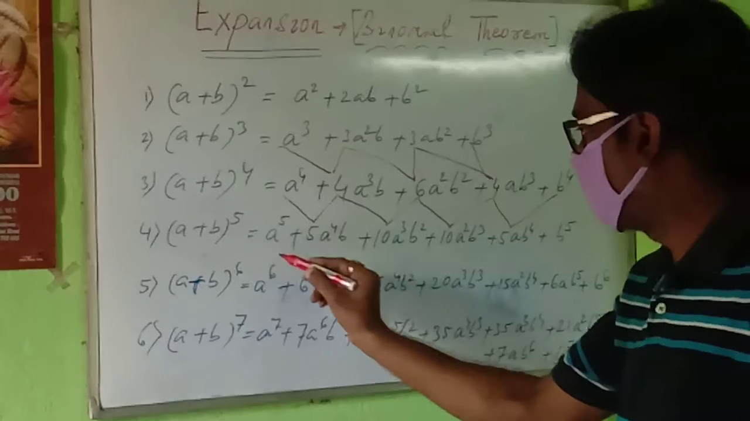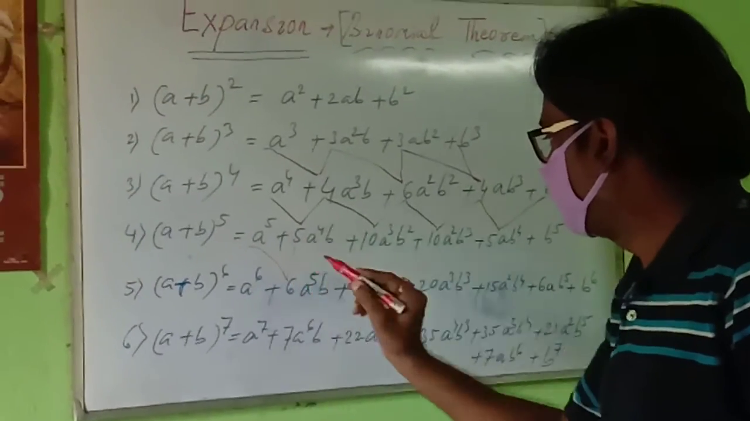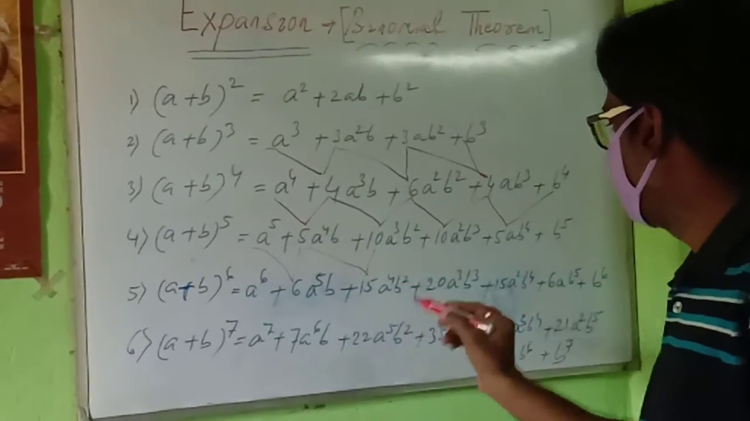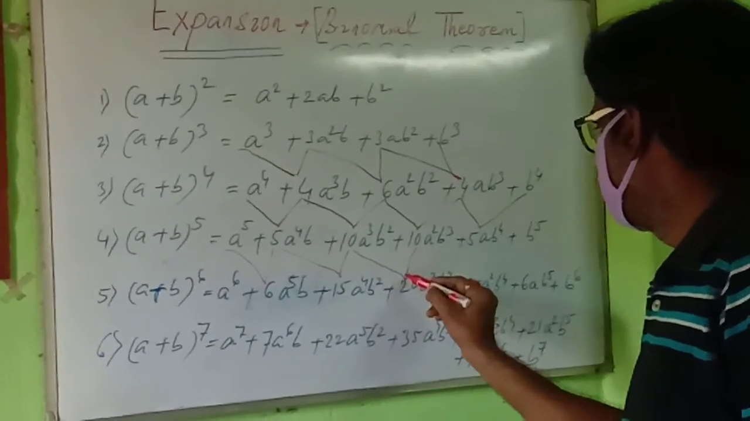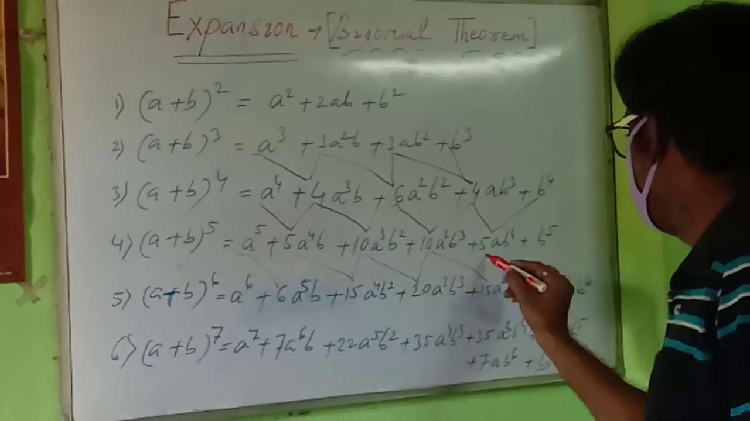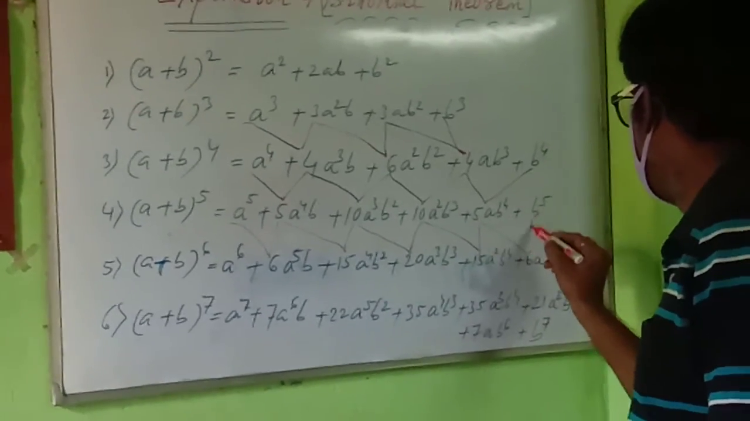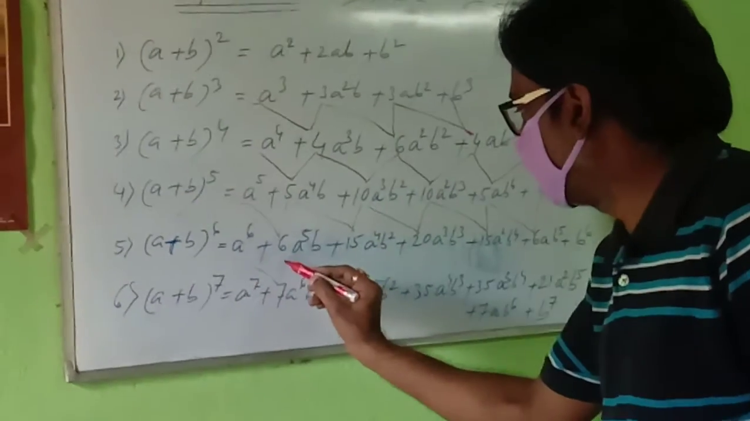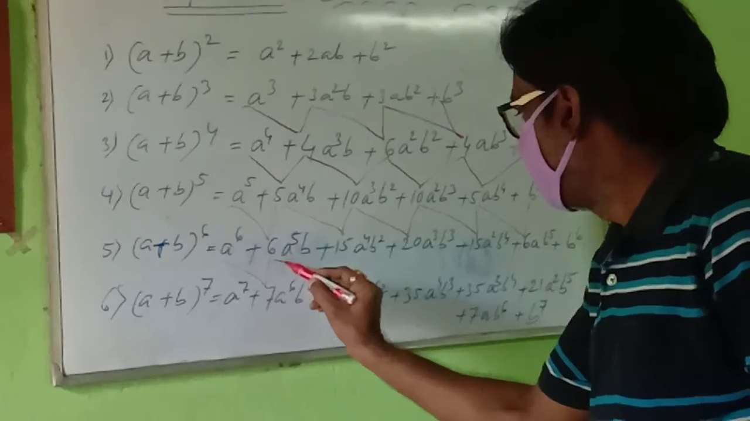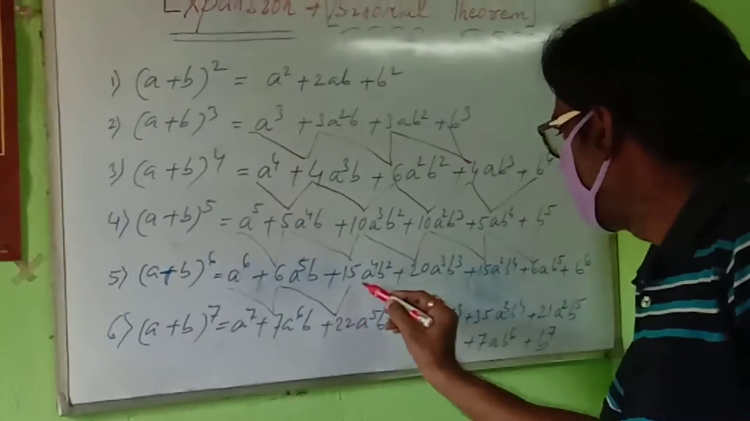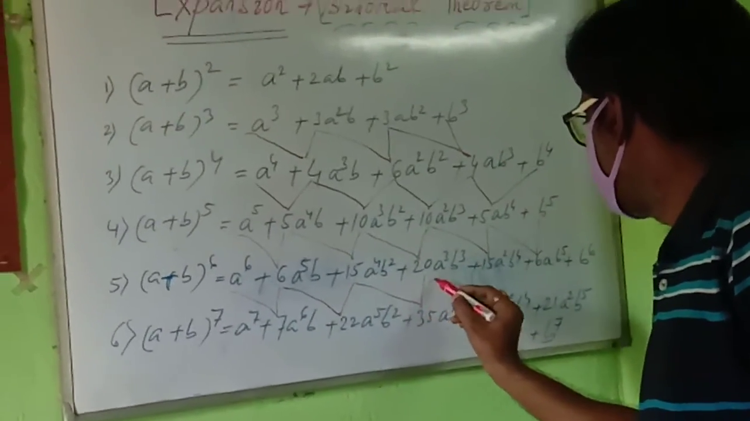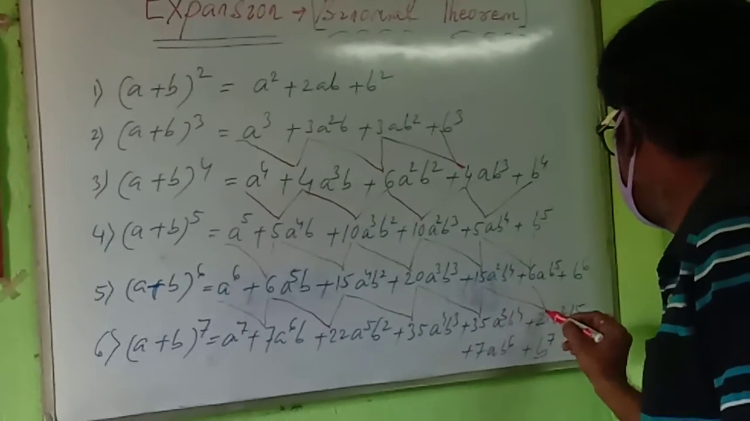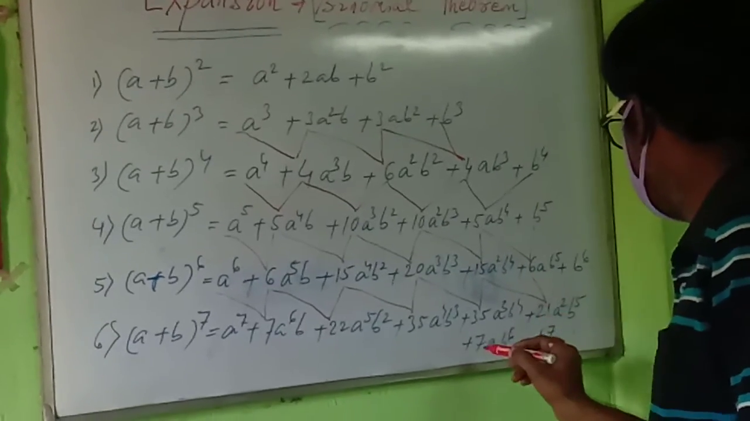How to get the coefficients? Here 1, here 5, 6 coming. Next it will be 5 plus 10, 15. Then 10 plus 10, 20. Then 10 plus 5. Then 5 plus 1. Last one will be like that. I am discussing how to get the coefficients. 1 plus 6. Then 6 plus 15. 15 plus 20. 20 plus 15. Then 15 plus 6. And last one 6 plus 1. That will be 1 and 7 here.